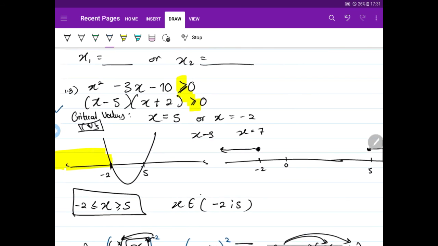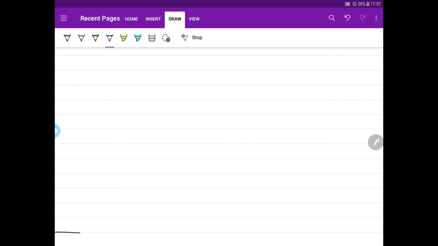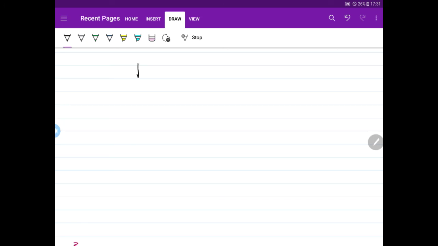23 marks. Now, I just want to show you something. This question here. One second. So I've given you the function f of x is equal to the square root of 3x minus 5, divided by x minus 3. And I'm asking you for what values of x is f of x undefined?